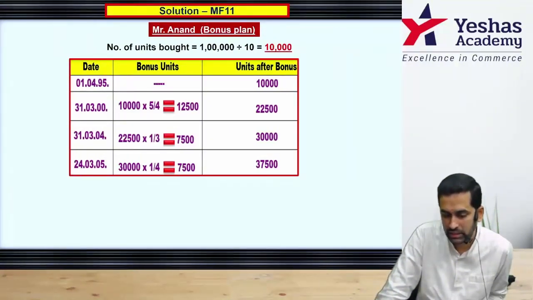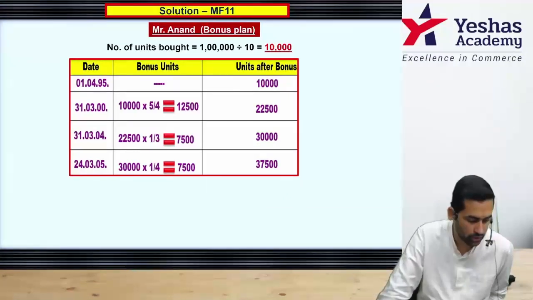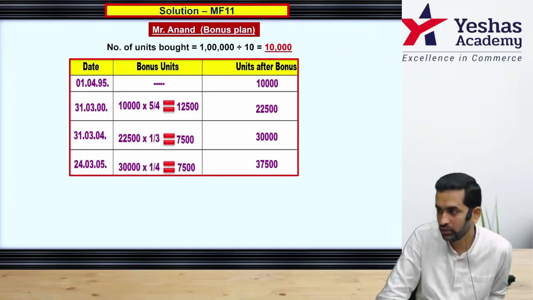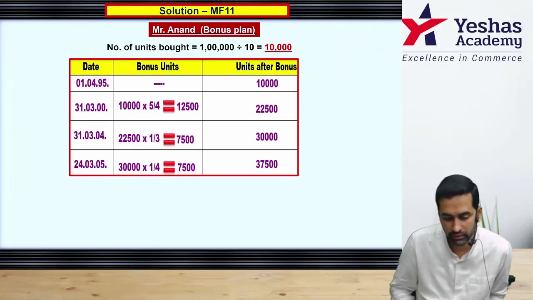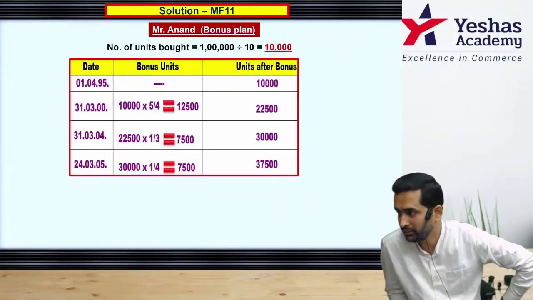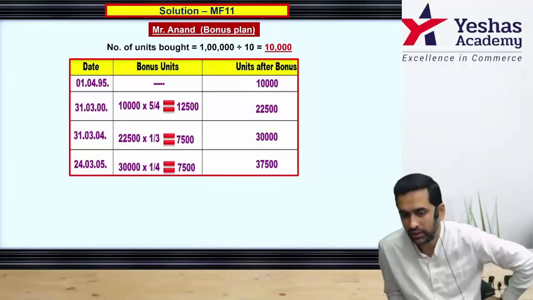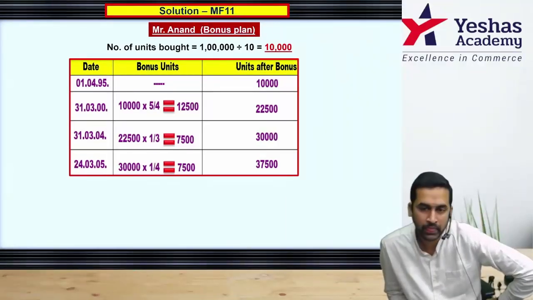So balance will be 30,000. One more bonus was issued on 24th March. That will be 1:4. So 30,000 into 1/4, 7,500, 37,500.